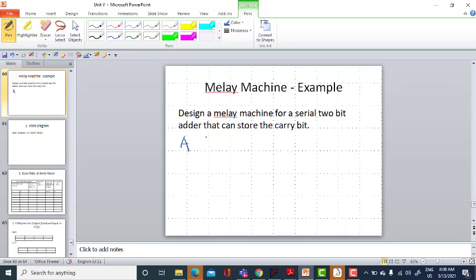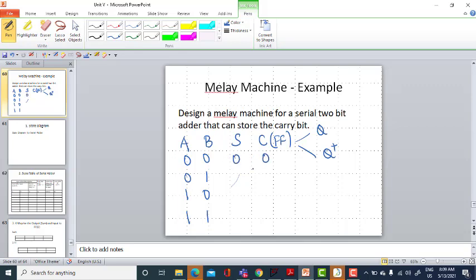A 2-bit adder means you have 2 bits, A and B. So what are the input combinations? You will have 00, 01, 10, 11. These are all the possible input combinations. You will have a sum and a carry, and you need to store the carry bit. For storing the carry bit, you need a flip-flop, so you will have the present state and the next state. We know that for 00, sum 0 carry 0; for 01 and 10, sum 1 carry 0; for 11, sum 0 carry 1. This is the truth table of the 2-bit adder, which you know.